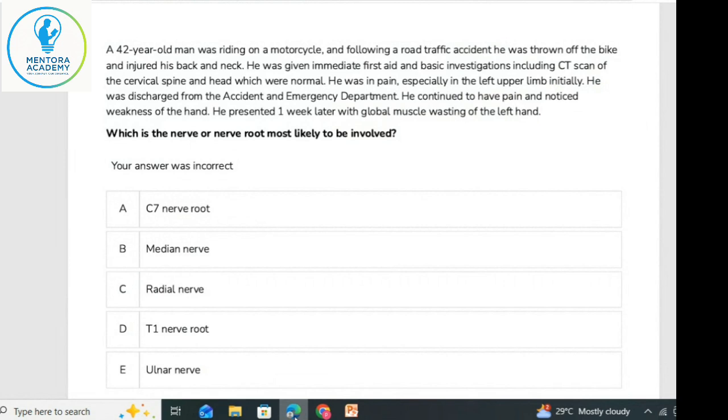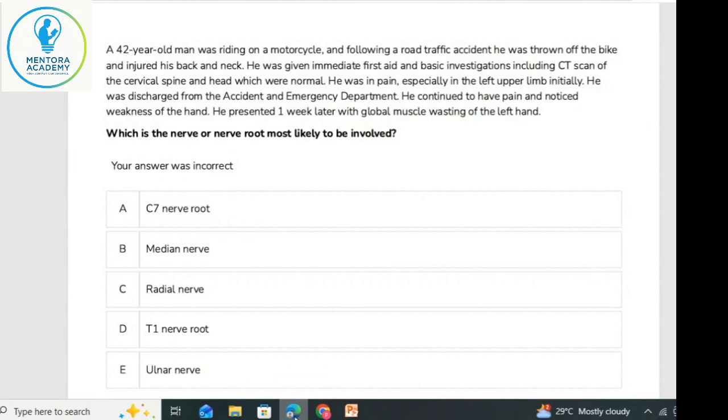A 42-year-old man was riding a motorcycle and following a road traffic accident, he was thrown off the bike and injured his back and neck. He was given immediate first aid and basic investigations, including CT scan of the cervical spine and head, which were normal. He was in pain, especially in the left upper limb initially. He was discharged from the accident and emergency department. He continued to have pain and noticed the weakness of the hand. He presented 1 week later with global muscle wasting of the left hand.